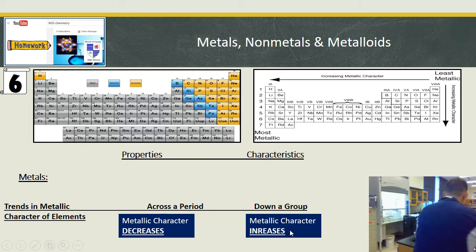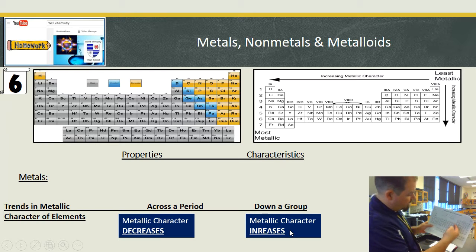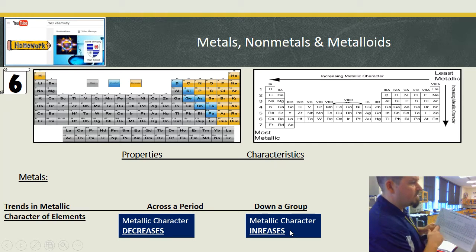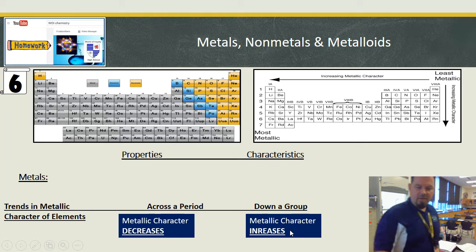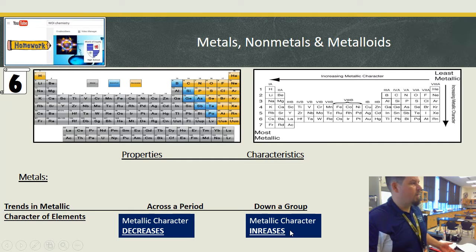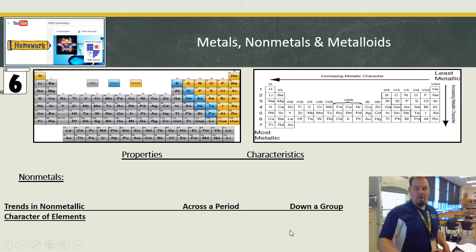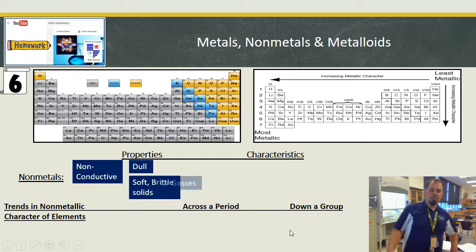So I'm going to grab my periodic table. As I go from left to right, my metallic character decreases. Hence, if I go from right to left, my metallic character increases. And as I go down a group, my metallic character increases. It's easier for me to lose electrons if I'm a big wide element and the electron's way far away. Okay, we'll get into that when we get into electron shielding and effective nuclear charge.